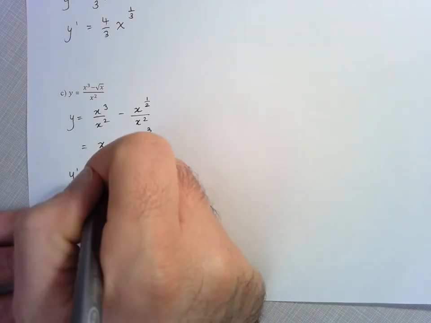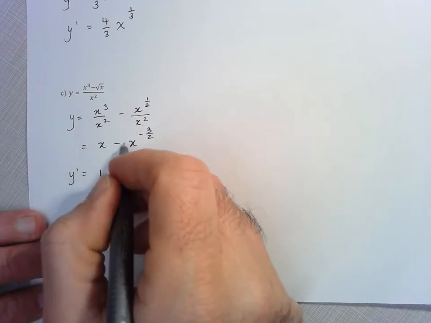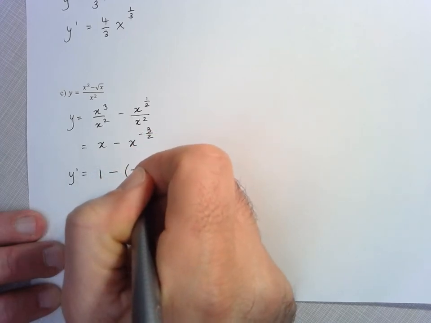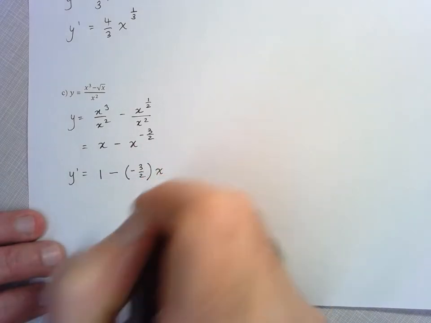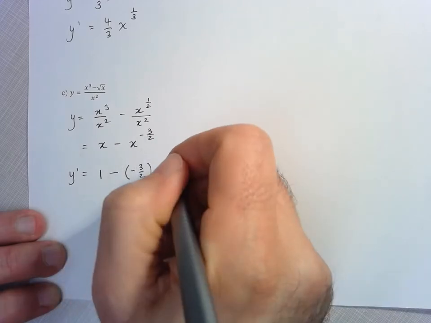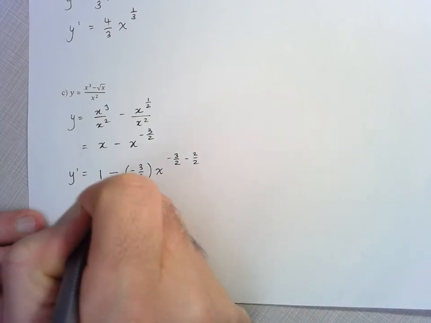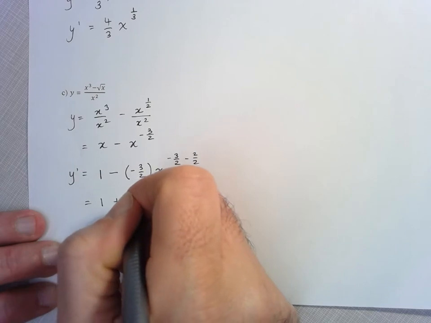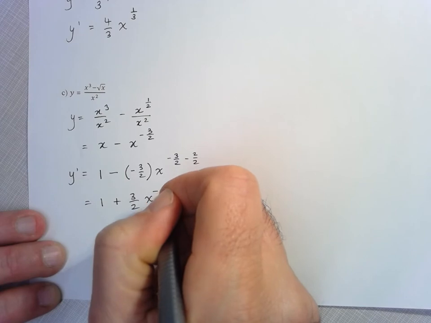The derivative of x is just 1, minus, and now I'm going to take the derivative of the second one. Remember, the exponent, negative 3/2, becomes the coefficient, and the new exponent is going to be 1 less. So it's negative 3 over 2 minus 1, so minus 2 over 2. In the end, I have 1, and this is going to become plus because I'm subtracting a negative, 3/2 times x to the negative 5 over 2.